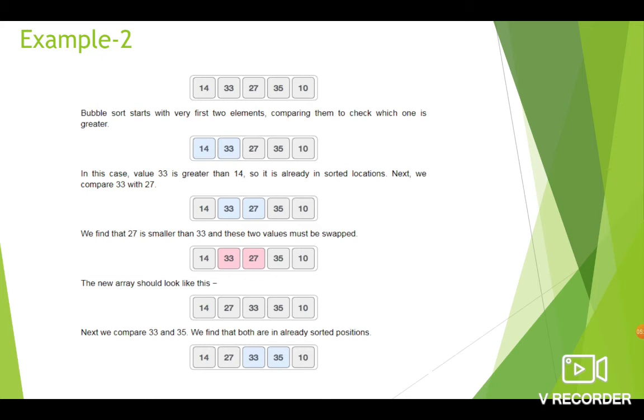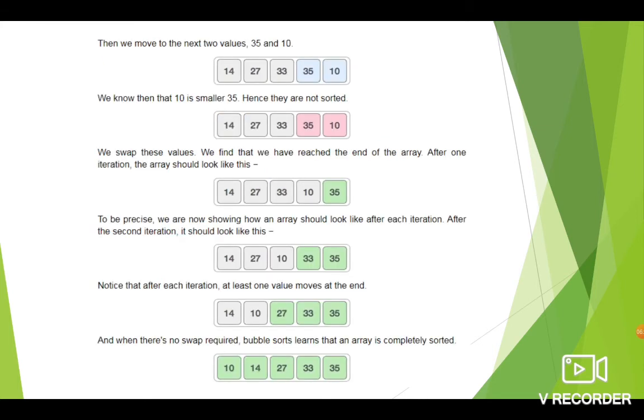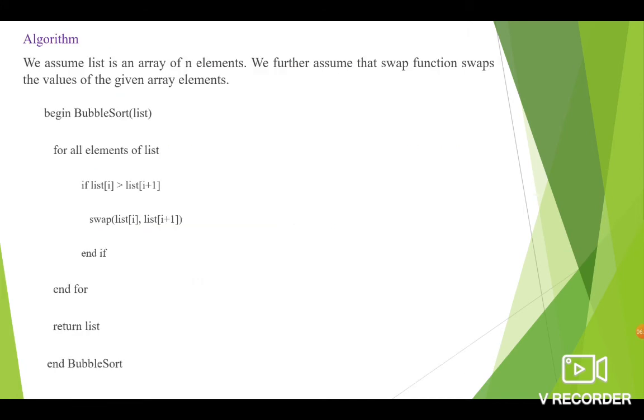Then compare the third and fourth elements, they are in order. And compare the fourth and fifth elements, that is 35 and 10. Since they are not in order, you have to perform the swap operation, and after performing it we get the array as 14, 27, 33, 10 and 35. So this is the end of the first iteration. After the first iteration, the biggest element is settled at the end. Like that, we are doing several iterations until all the elements are sorted.